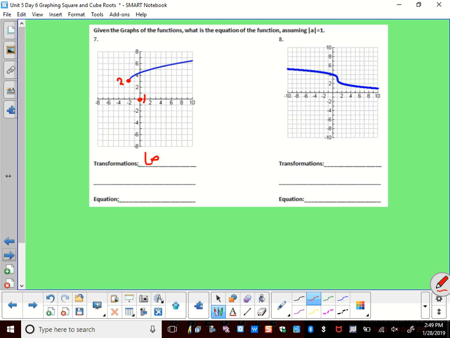Well, I went left 2. How many did I go up? 3. Went up 3. Those are my 2 transformations. Left 2, up 3.